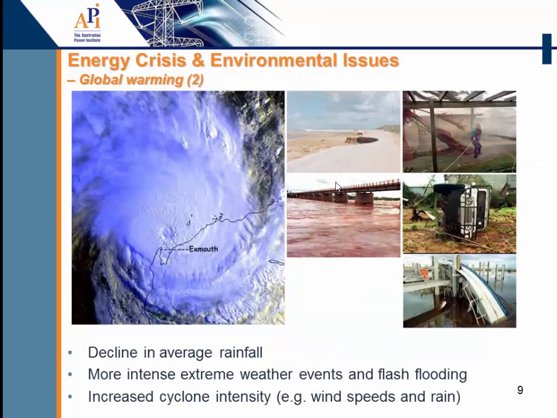Because of the increase in temperature, the clouds can hold more water than before, such that on the one hand it reduces the frequency of rainfall. However, every time rainfall or a storm comes, it is more severe, more extreme, more powerful and destructive.